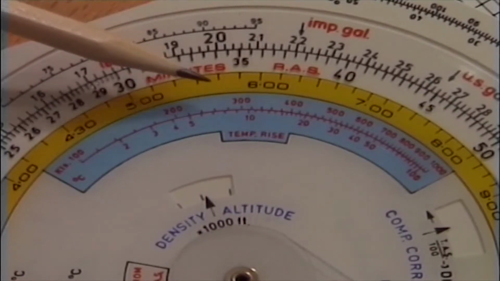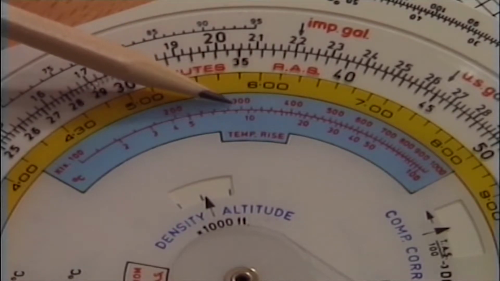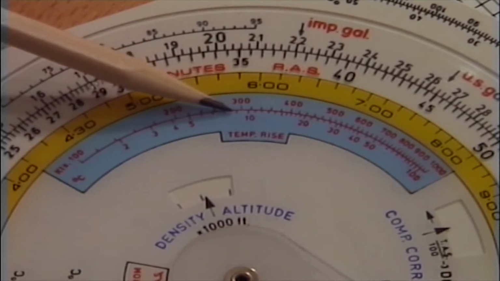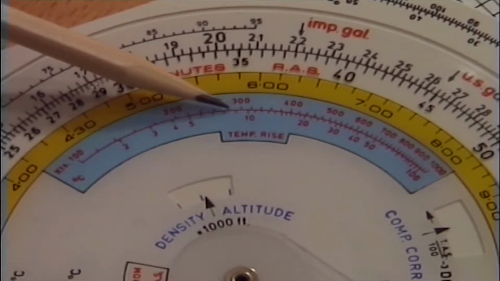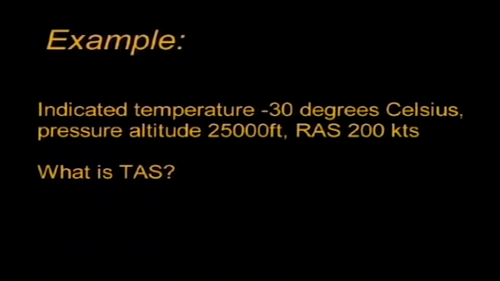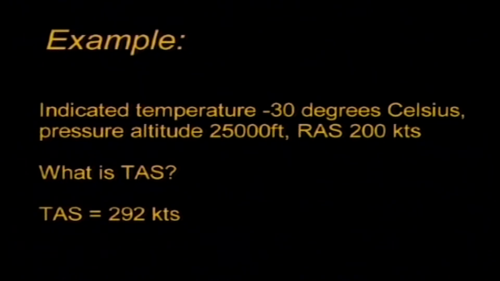Having calculated a TAS of 297 knots, read across the temperature rise scale to find a temperature rise of plus 9 degrees Celsius. This gives a correct indicated temperature of minus 39 degrees Celsius, which can be used to recalculate a TAS of 292 knots.